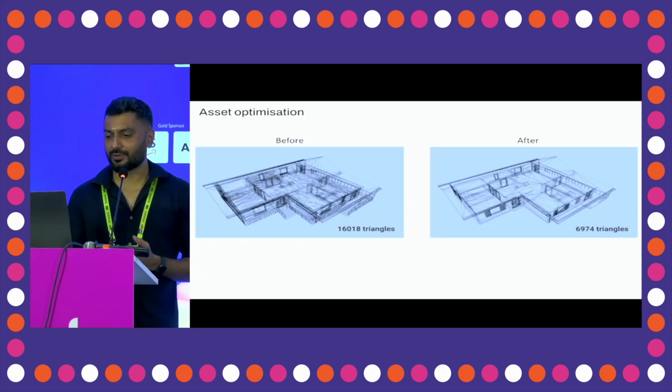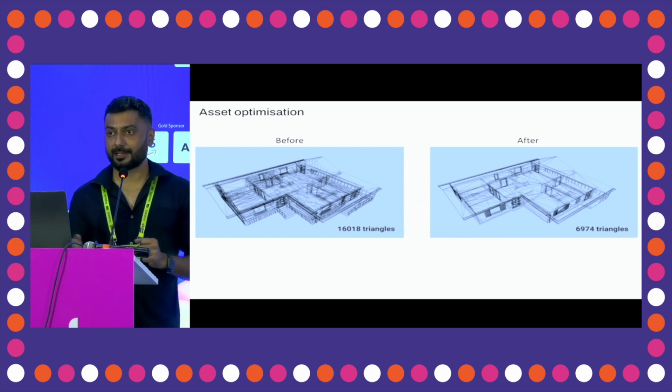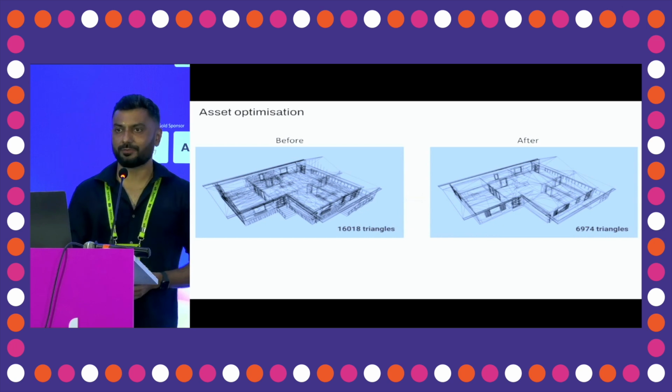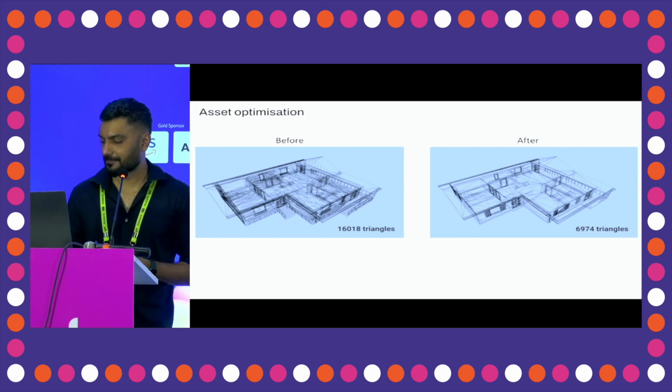This is a house. On the left, you see 16,000 triangles. The house looks pretty good. This was again already optimized from the art side. But then we took one more pass and got rid of more than 50% of the geometry, and with 6,000 triangles, we get the same house.